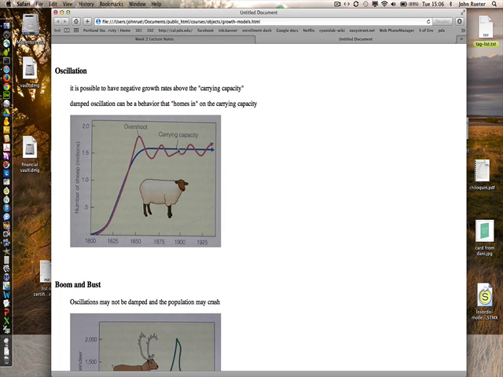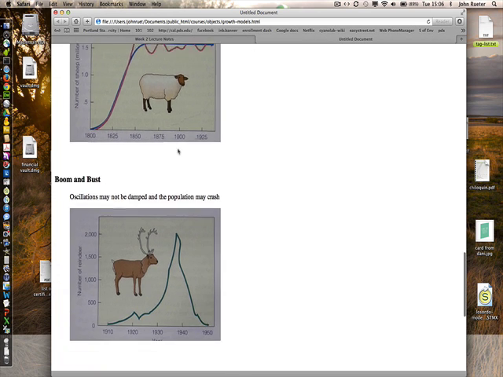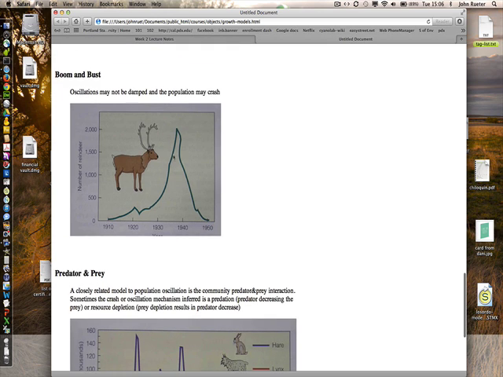Damped oscillation, like the one shown here, sort of homes in on the carrying capacity. A very similar setup can happen when you have boom and bust, which is where you have this exponential growth, the resources are depleted and can't respond fast enough. That is, the resources for the consumer, and the whole population just crashes.